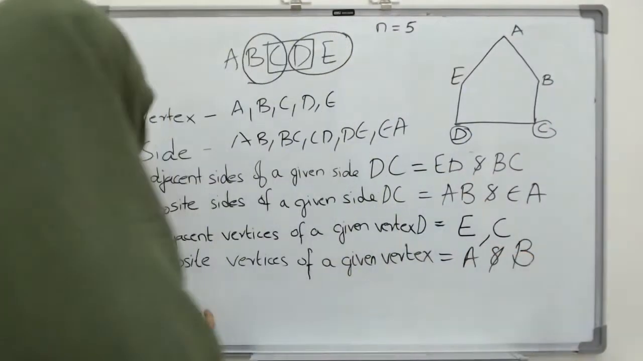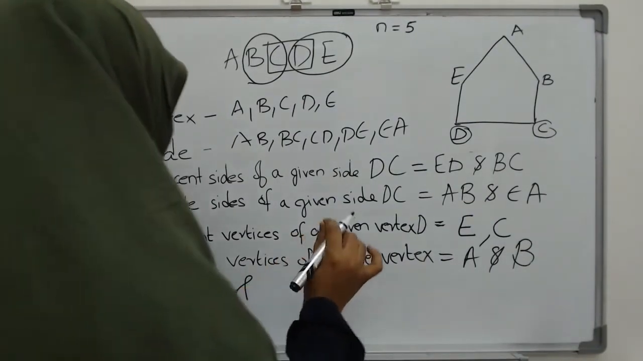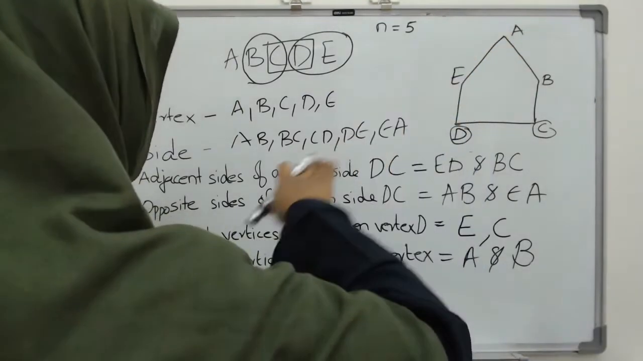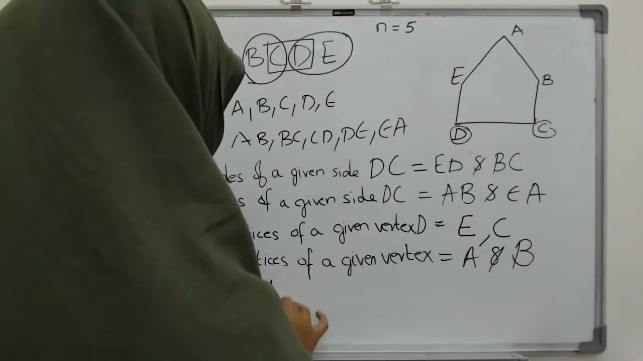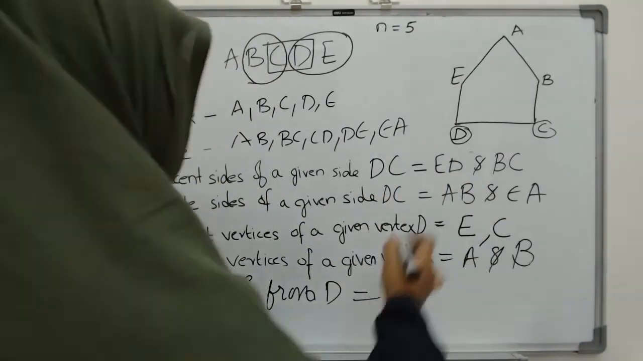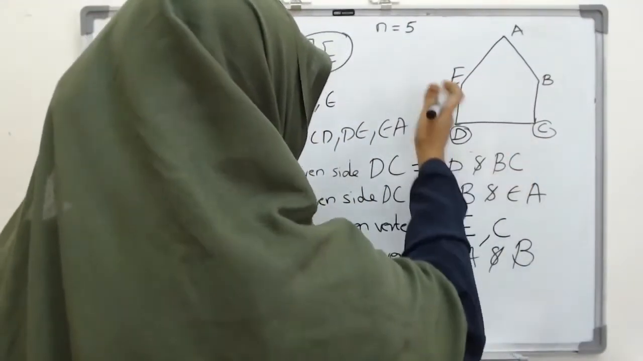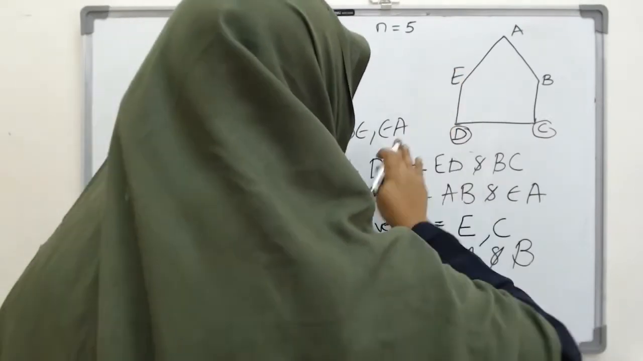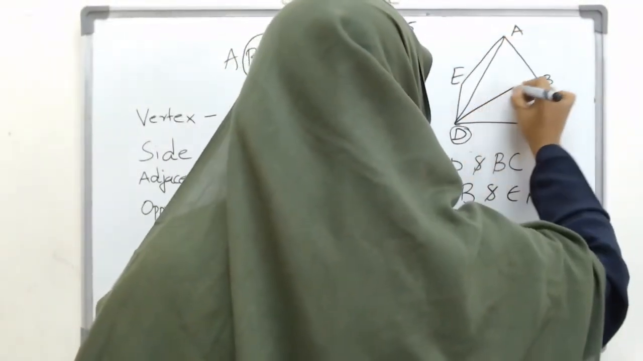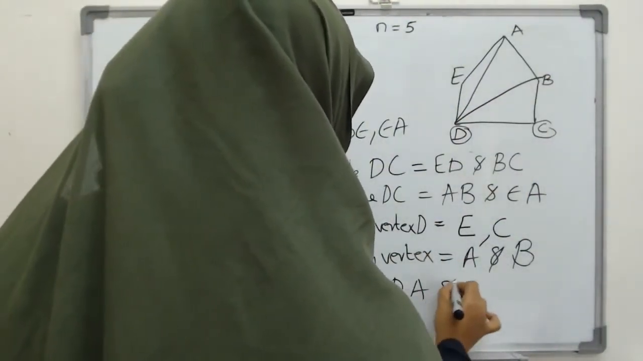Now we come to the last one, which is the diagonal. Now a diagonal is a line which is drawn by joining 2 opposite vertices. So the diagonal from say D, what will that be? You cannot join it to the adjacent vertices, right? Adjacent ones already have a side joining them. You can only join it to the opposite vertices. So you get 2 diagonals from D. That would be DA and DB.